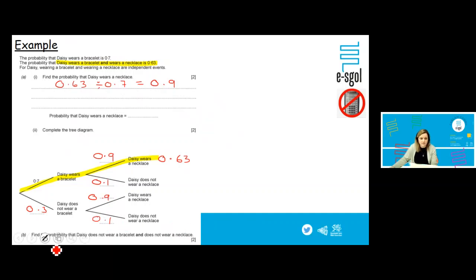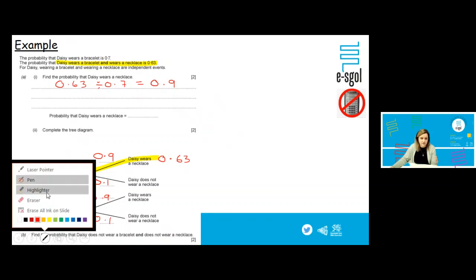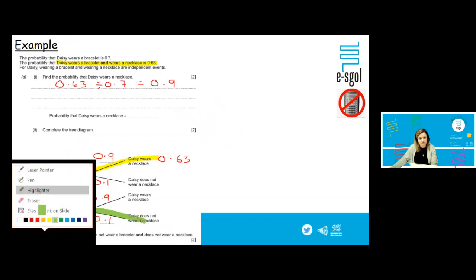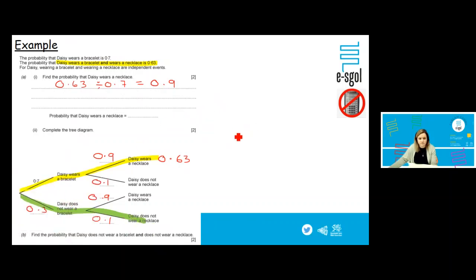Okay, so find the probability that Daisy does not wear a bracelet and does not wear a necklace. So if we have a look at where that is on the diagram. Does not wear a bracelet, does not wear a necklace, is following the bottom 2 paths across. So it would be 0.3 multiplied by 0.1, giving you an answer of 0.03.